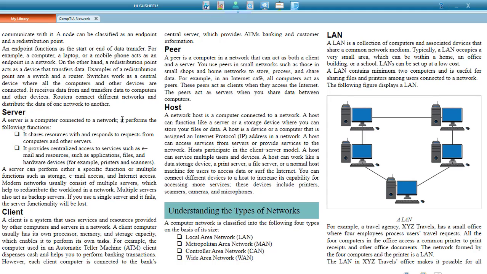These peers act as clients when they access the internet. The peers act as servers when you share data between computers. Host. A network host is a computer connected to a network.